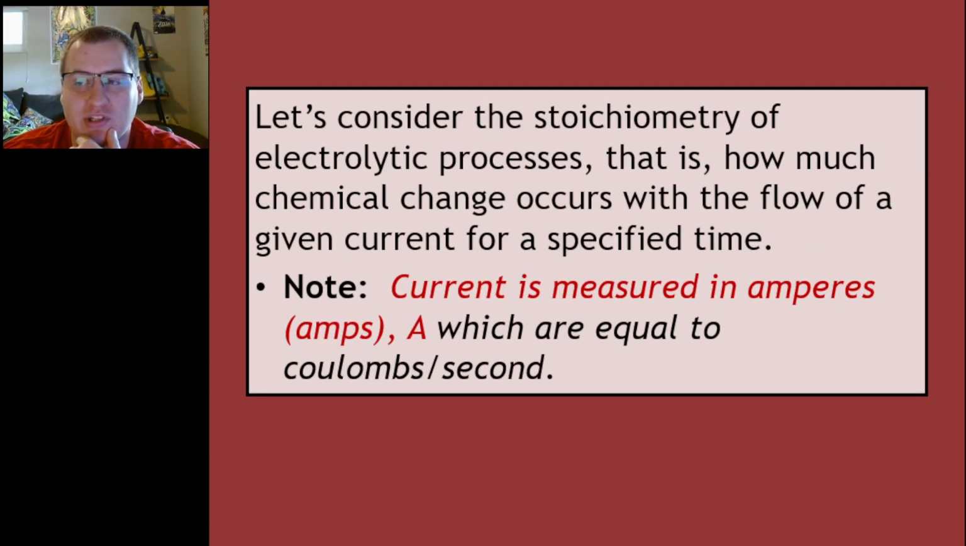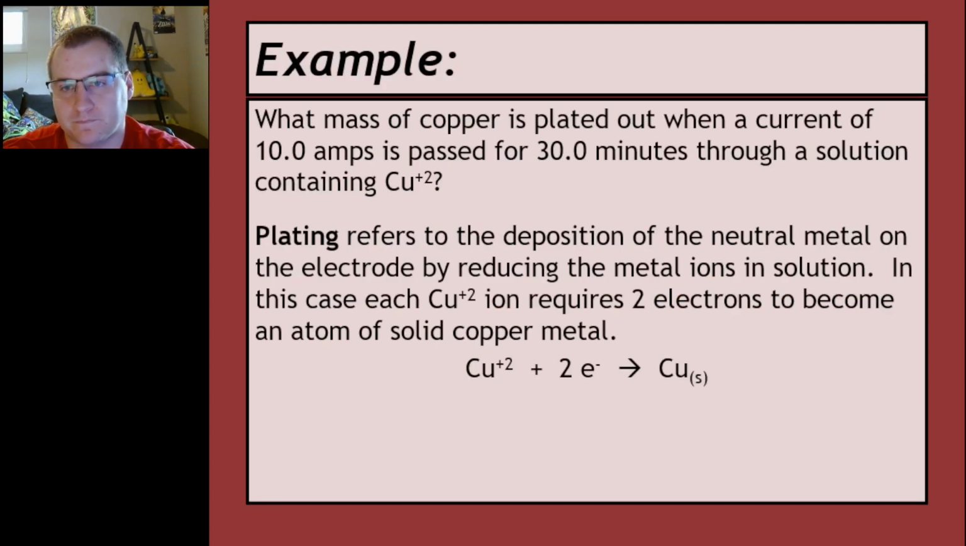All right, so we're going to do some fun stoichiometry. We're going to consider the stoichiometry of electrolytic processes. That is how much chemical change occurs with the flow of a given current for a specified time. Now, current's not something we've talked about very much or at all. It is the measure of how fast charge can travel through a wire. The bigger the current, the faster you can imagine them traveling. It's kind of related to velocity. It is measured in amps, which is A, which are equal to coulombs per second. Coulombs is a unit of charge. How many coulombs pass through my wire per second?